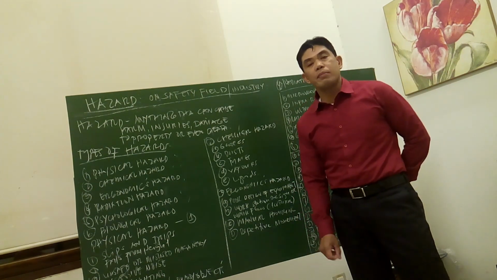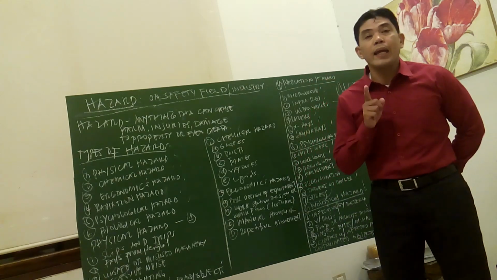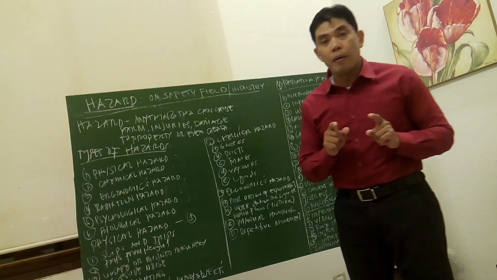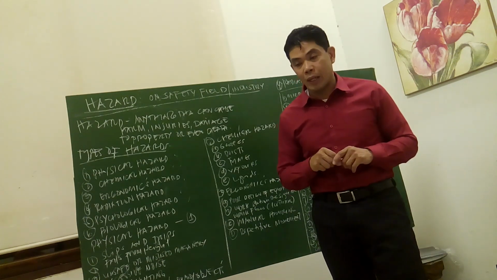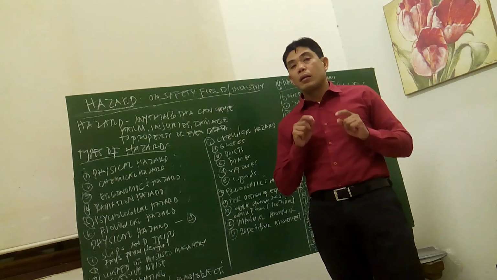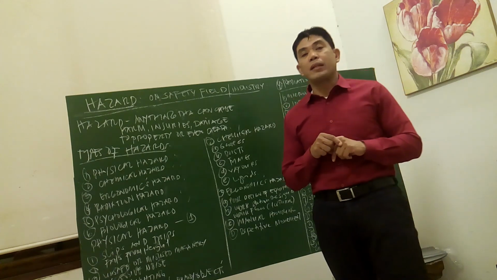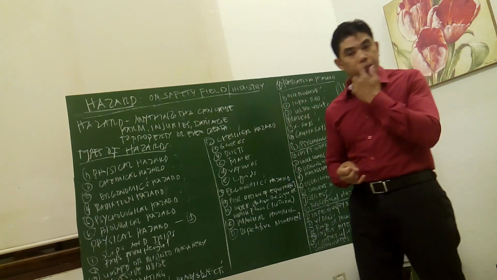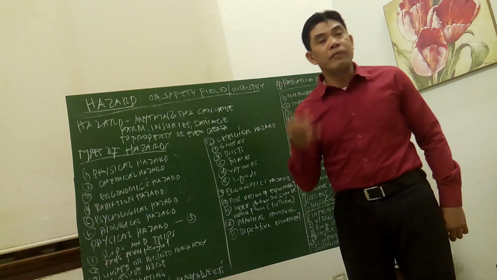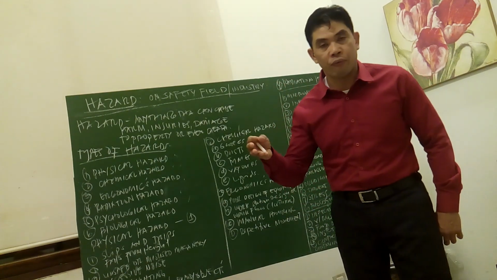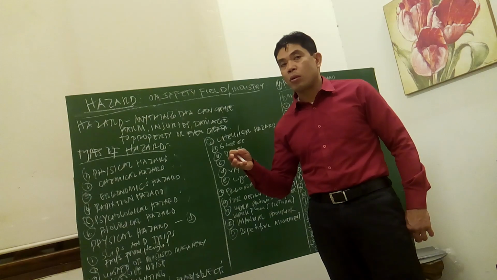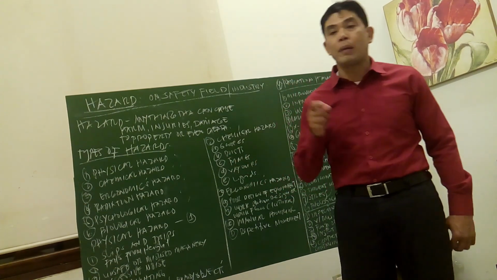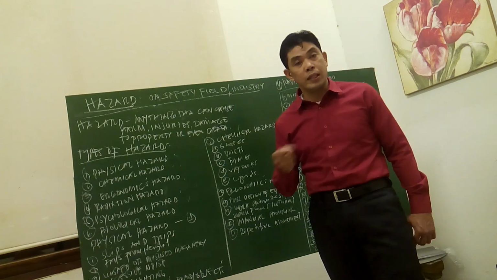Hazard. What is meant by hazard? Hazard means anything that can cause harm, injuries, or even death to human beings, and damage to property and loss. So, the injuries, the harm, or even death in human life, this is called hazard. And, of course, loss and damage to property is also called a hazard.